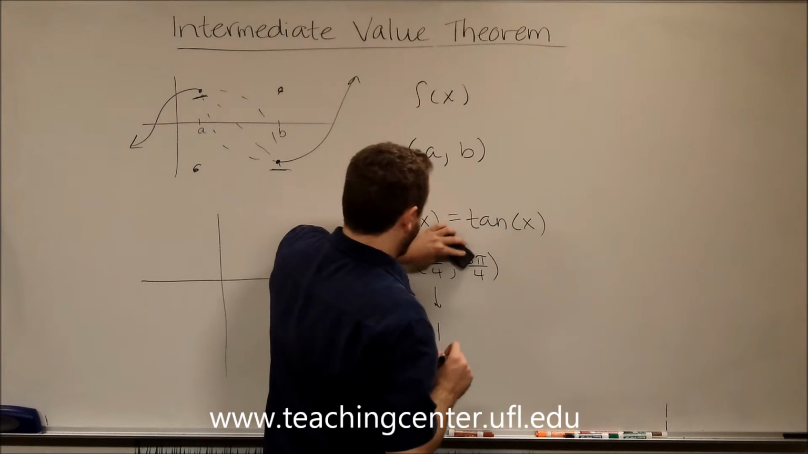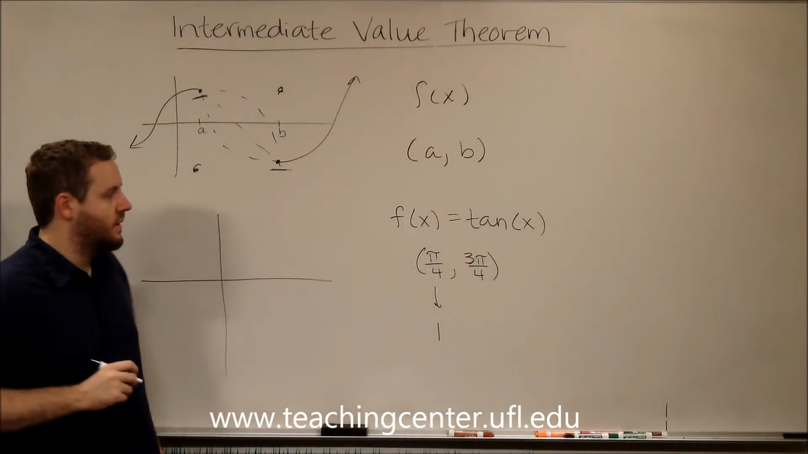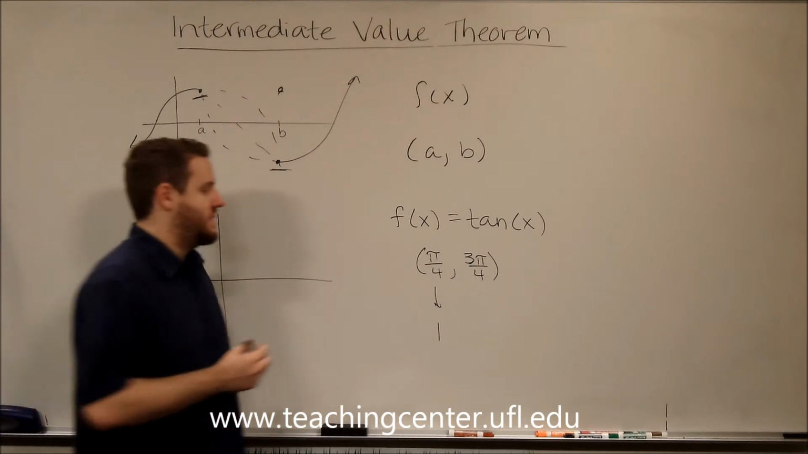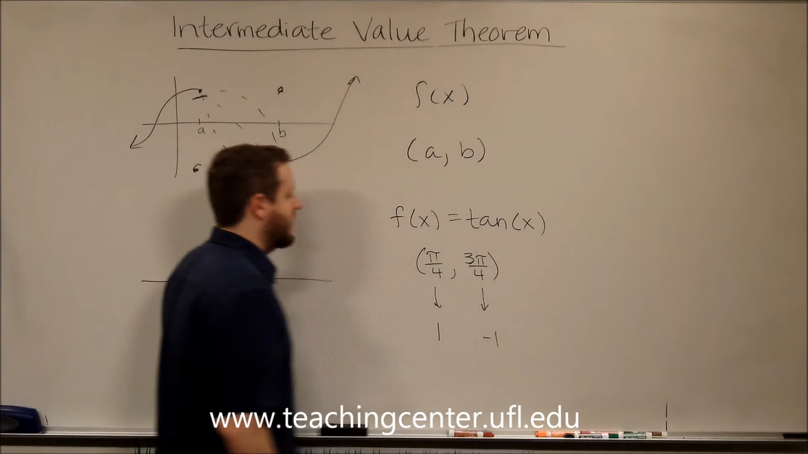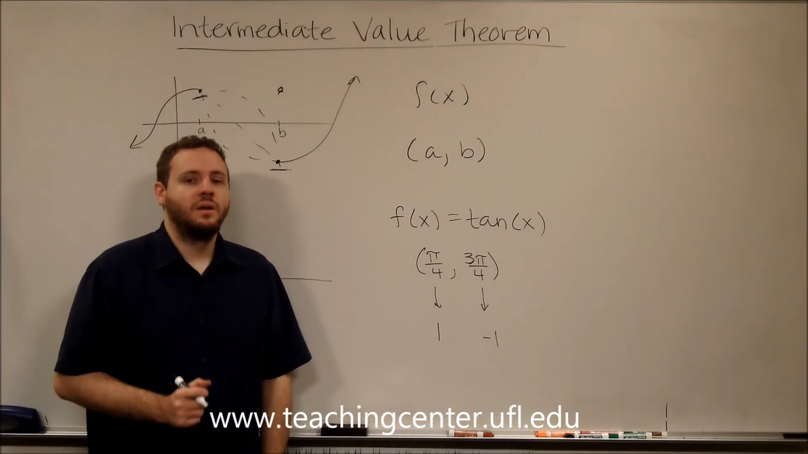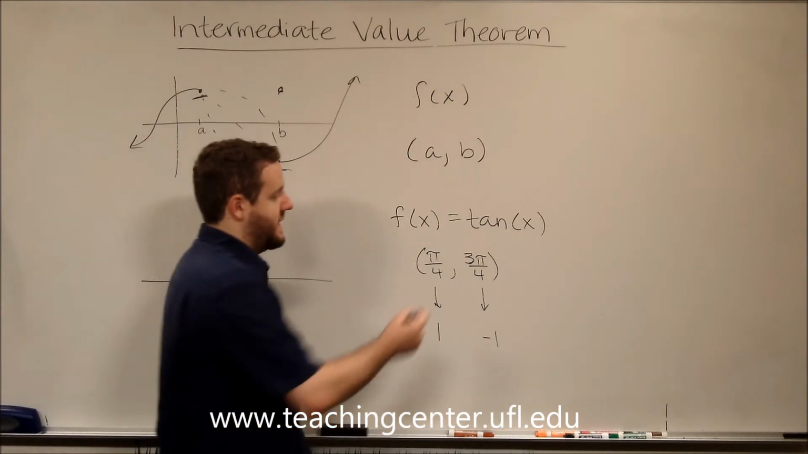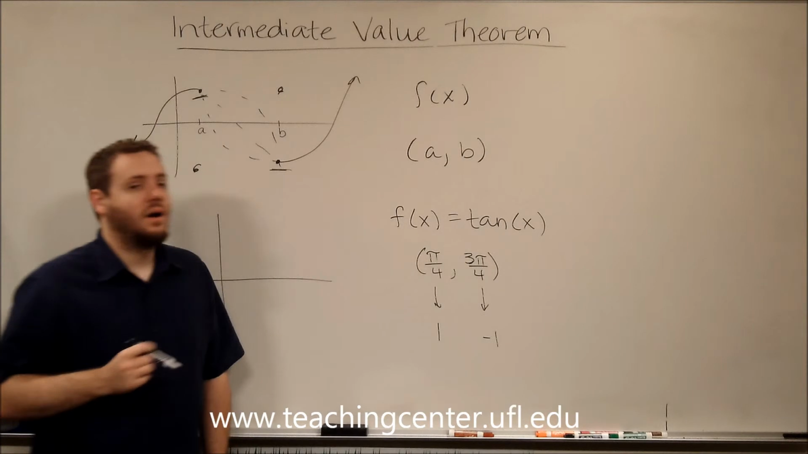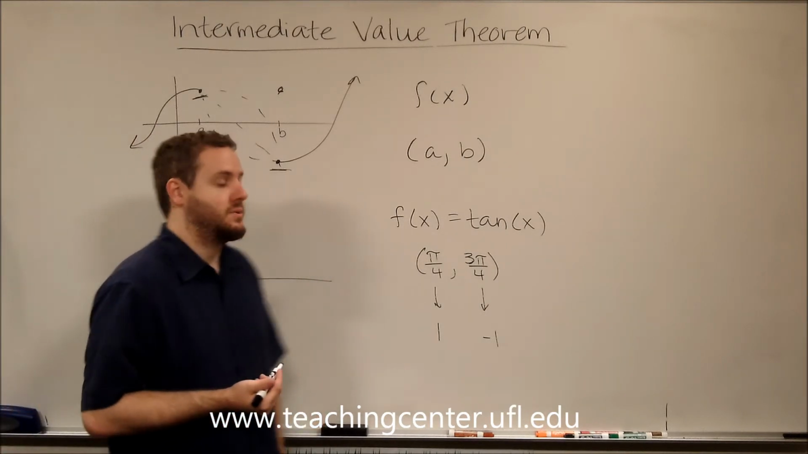Actually, let me make this 3 pi over 4 for the sake of this example. If you plug in 3 pi over 4 to tangent, that's in quadrant 2, you would get negative 1. So one side gave me a positive value, one side gave me a negative value. But the intermediate value theorem does not guarantee a zero here, and that's because tangent is not continuous on pi over 4 to 3 pi over 4, because tangent has a discontinuity at pi over 2.